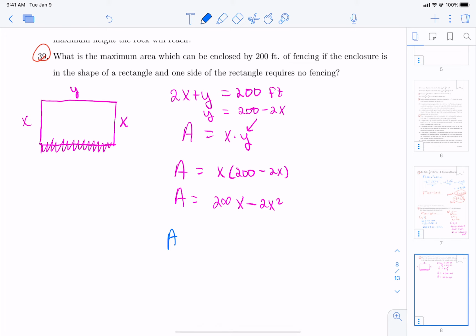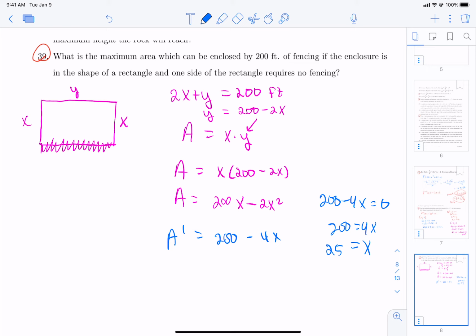So the derivative is 200 minus 4x. We need a plus or minus chart. That's our only number, so whatever I get for this is going to be my maximum. That's 200 equals 4x, so x equals 25.